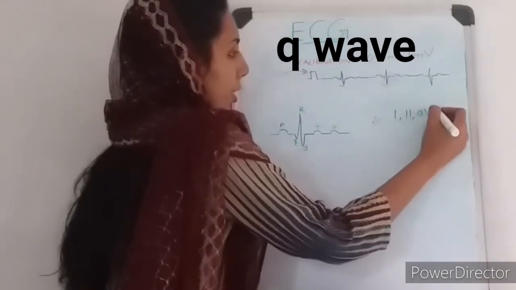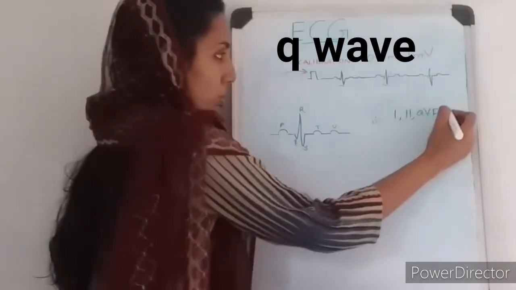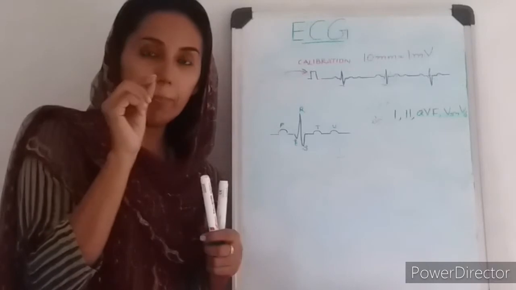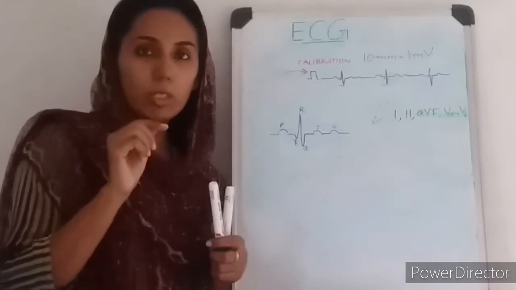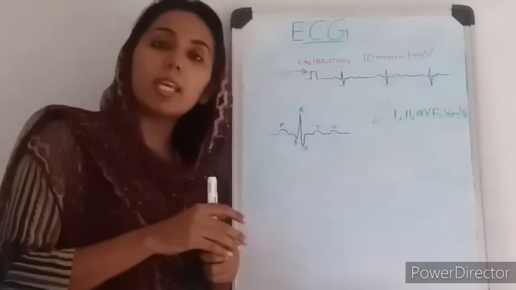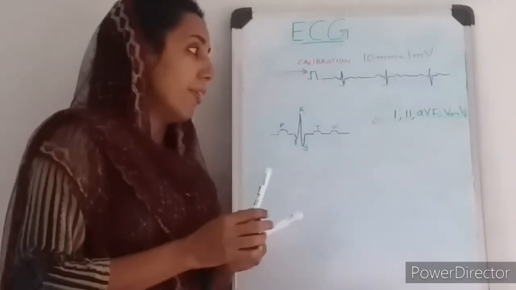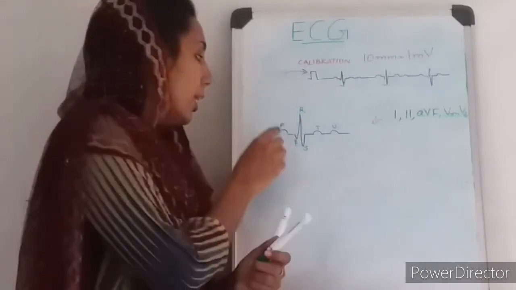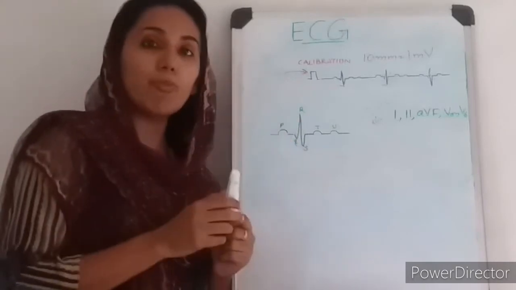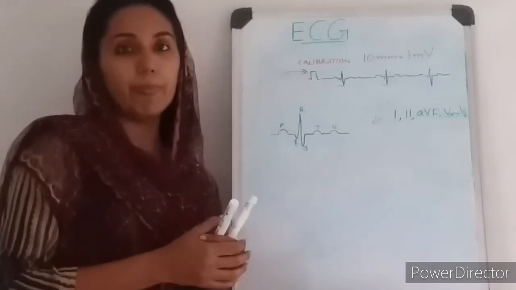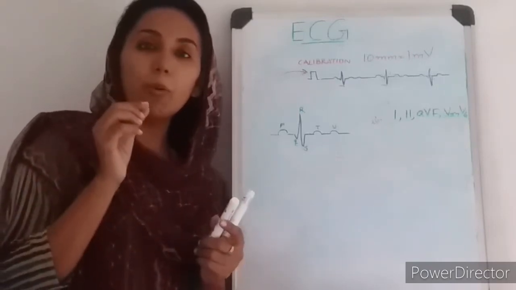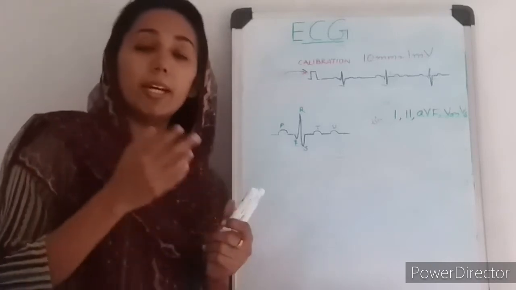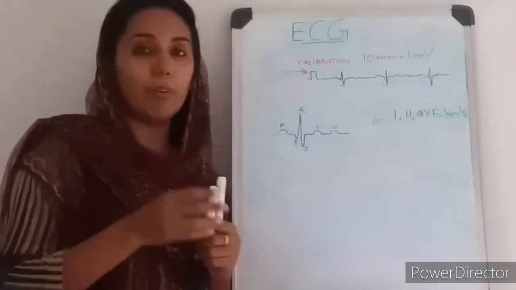It will be seen in case of lead 1, lead 2, AVF, and also V5 and V6. A normal Q wave is around 1 millimeter wide and 2 millimeter deep, not more than that. Another important point about a normal Q wave is that it will be less than 1/4 of the height of the R wave. In case of a pathological Q wave, it will be more than 1 millimeter wide or more than 2 millimeter deep, and the proportion to the R wave will be lost.